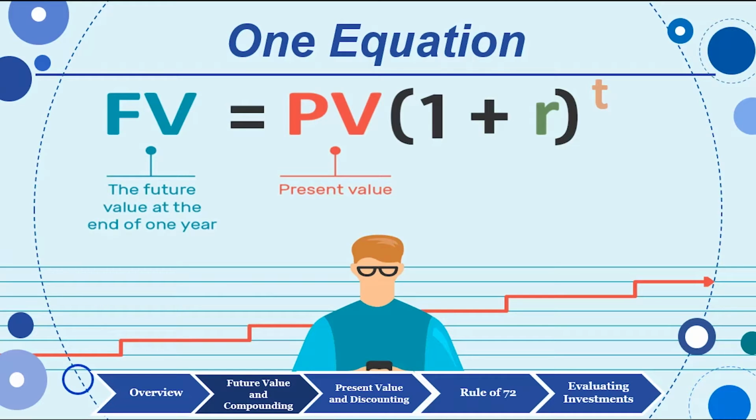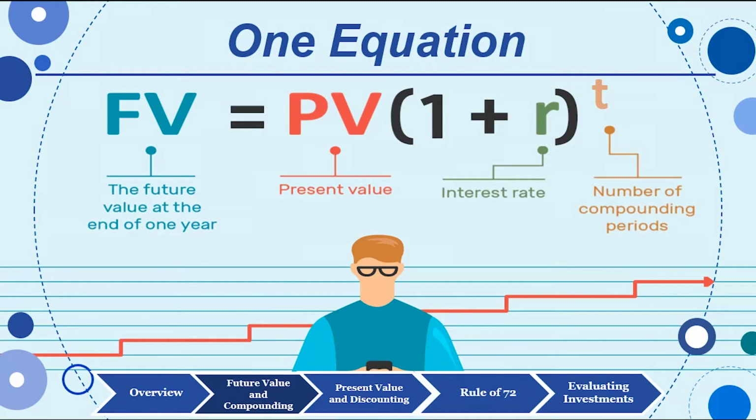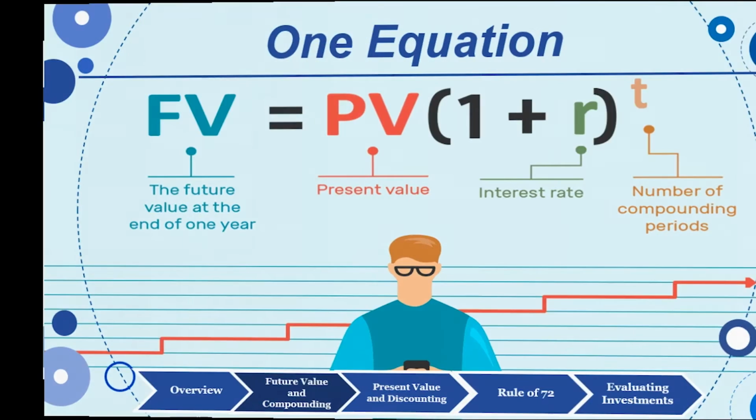Future value, the end of 1 year, or at the end of any number of years. Present value is today. What's it worth today? R is the interest rate, and T is the number of compounding periods. So there are your 4 variables in this very key equation.